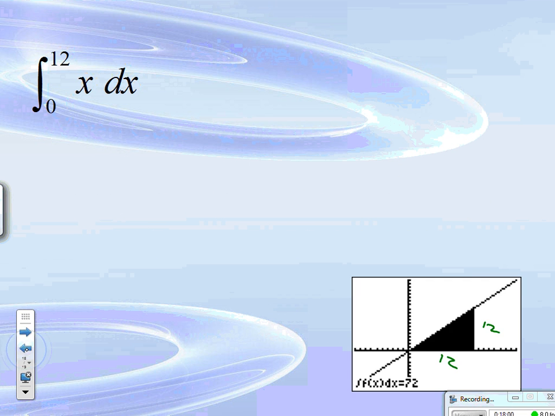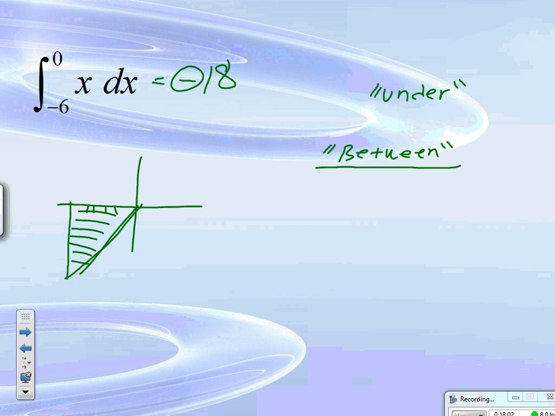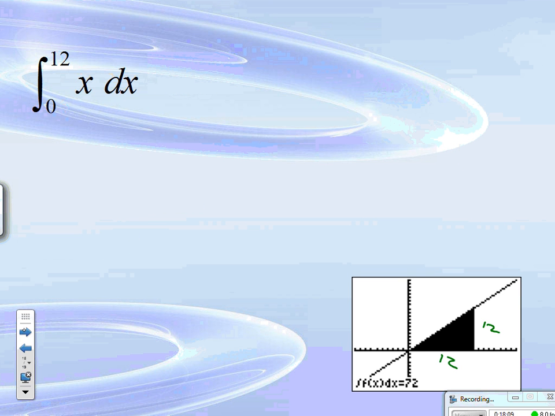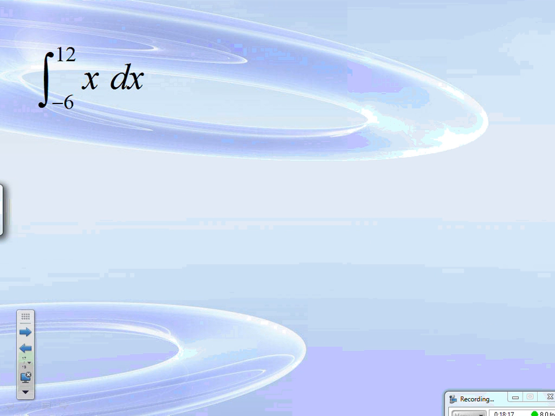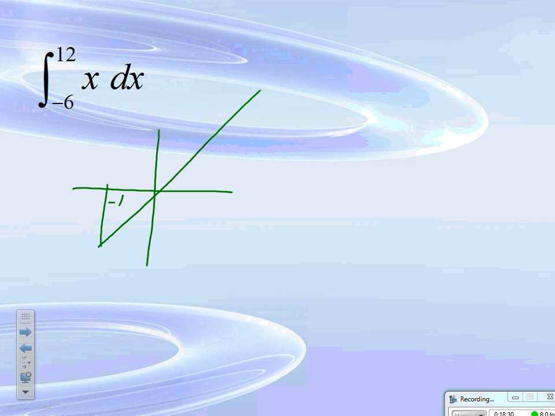Let's backtrack for just a minute. The integral from -6 to 0 was -18. And now, the next thing we said was that the integral from 0 to 12 is 72. My question is, tell me the integral from -6 to 12 of x. We said this first triangle had area -18, and the second triangle had area +72. And the accumulated total area then turns out to be 54.